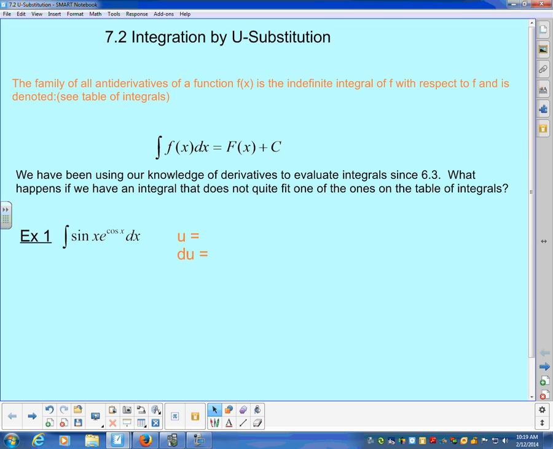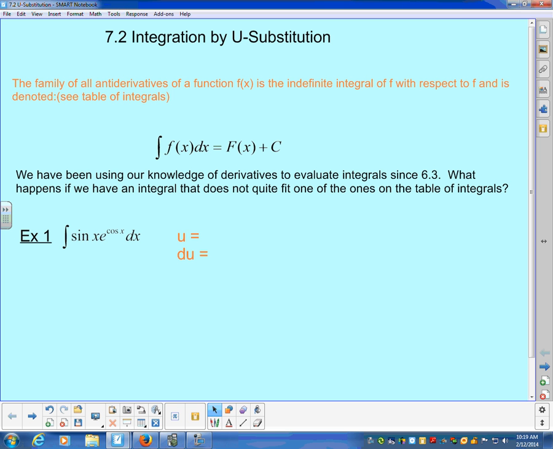So it's kind of a basic one. You have the integral of sine of x e to the cosine of x dx. And so we're going to decide what u is going to be here, and what needs to happen is whatever we decide u is, its derivative has to be part of the integrand. So do you have a guess as to what u might be in this particular function based on your chain rule experience?